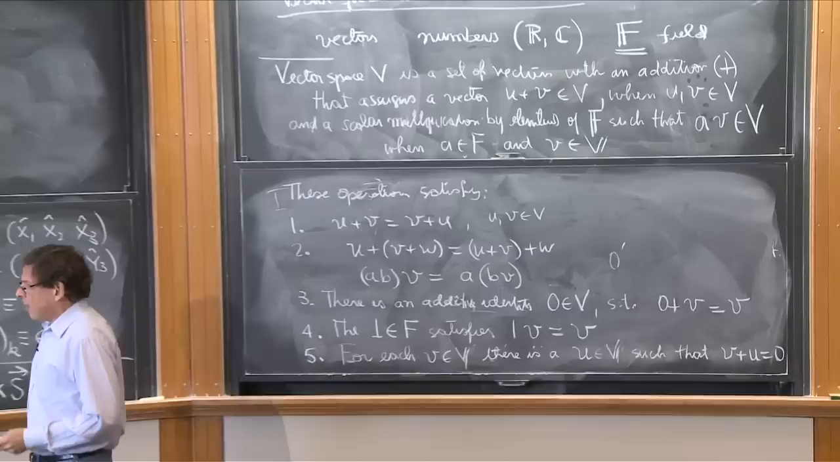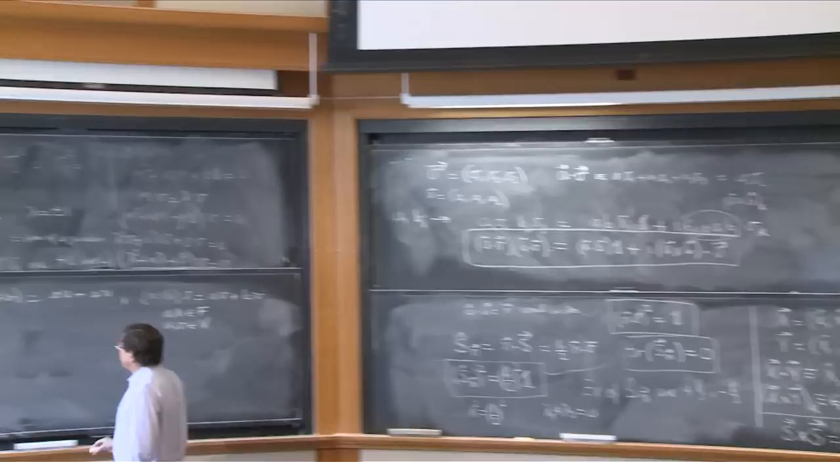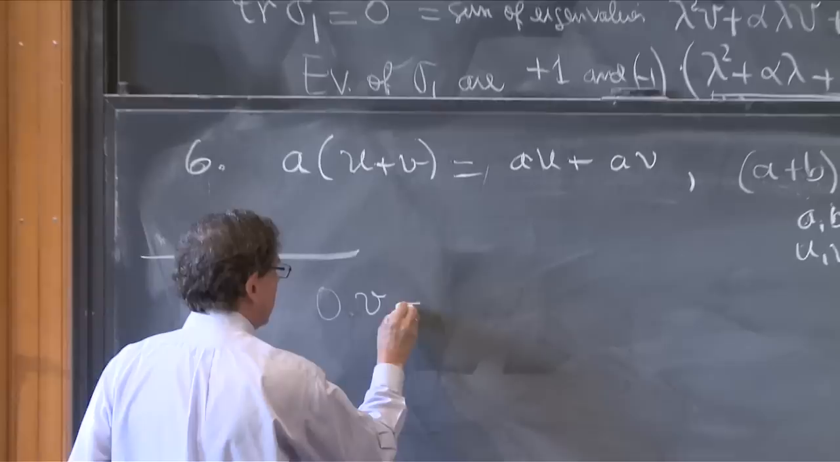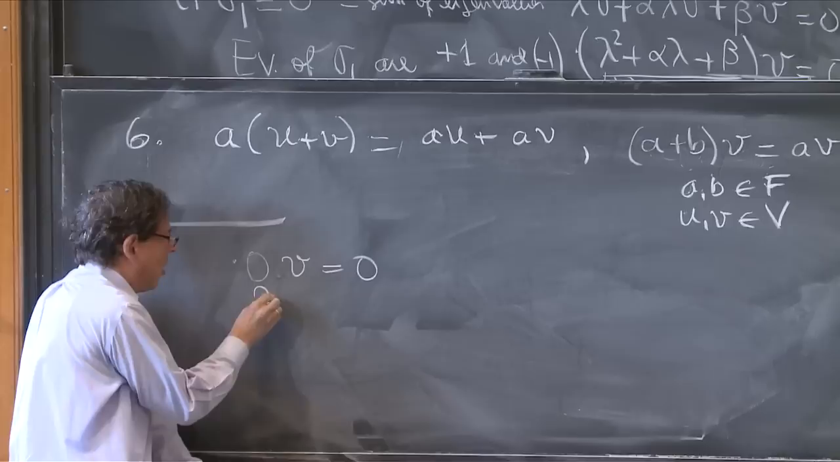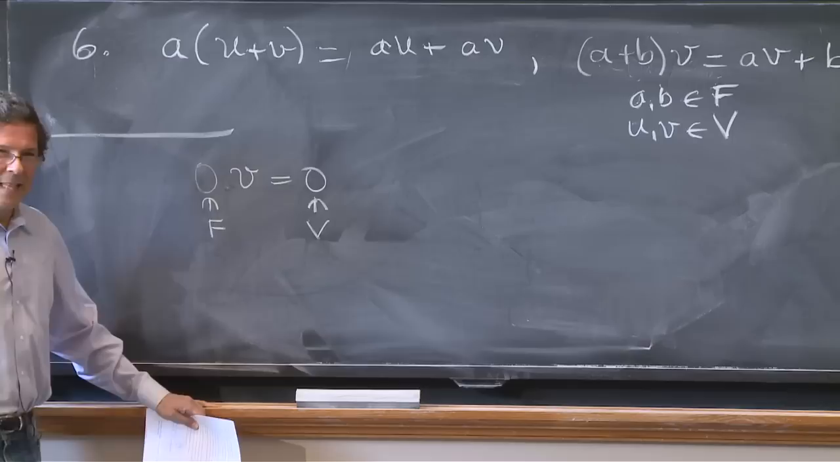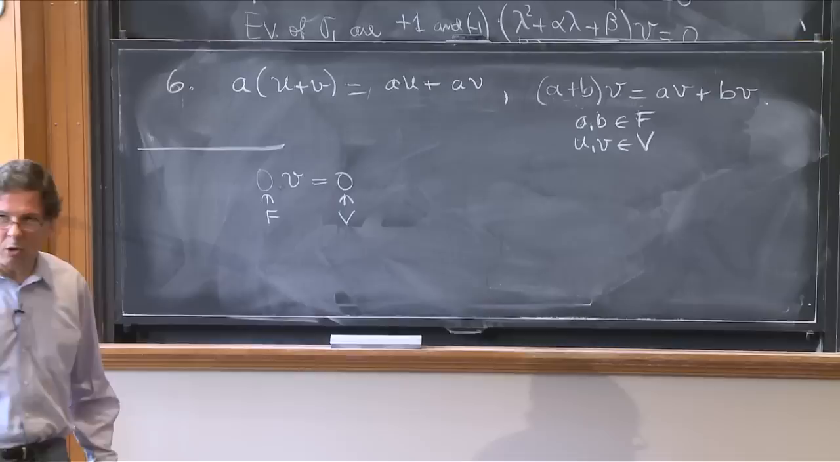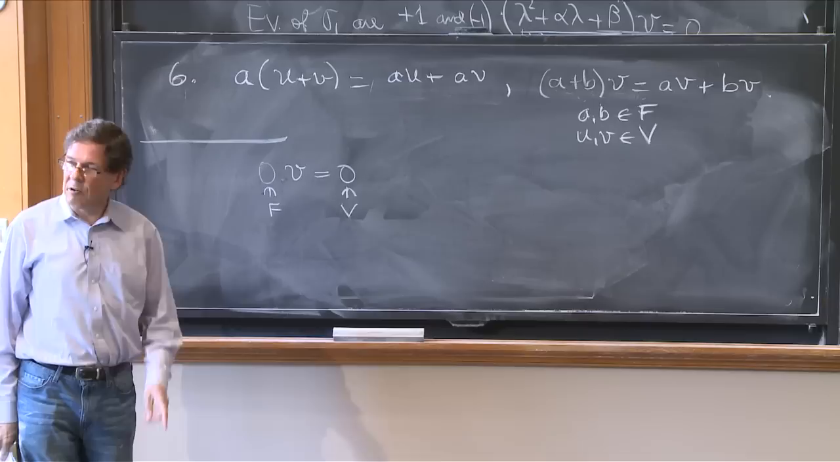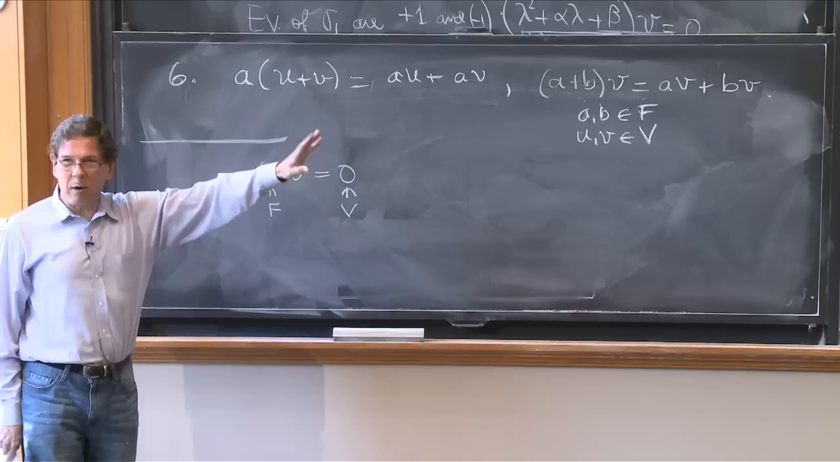You can also show that 0 times any vector is equal to 0. And here, this 0 belongs to the field, and this 0 belongs to the vector space. So you had to postulate that the 1 in the field does the right thing, but you don't need to postulate that the number 0 multiplied by a vector is 0. You can prove that. These are not difficult to prove. All of them are one-line exercises. They're done in that book. You can look at them.